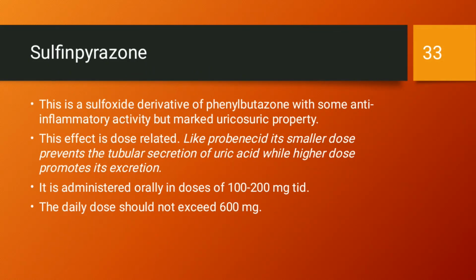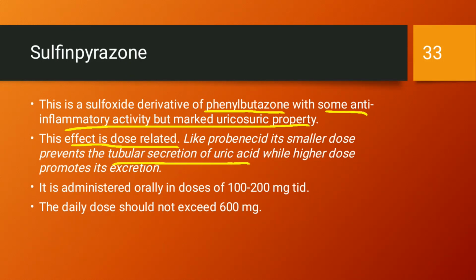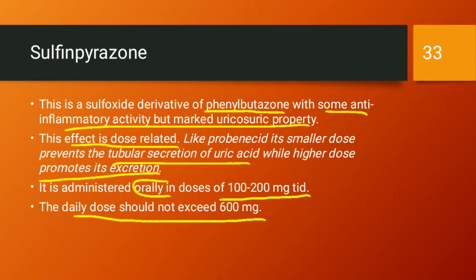Okay, so the next drug that we have is Sulfinpyrazone. This is a sulfoxide derivative of phenylbutazone with some anti-inflammatory activity but marked uricosuric property. This effect is dose related. Like Probenecid, in a smaller dose it prevents tubular secretion of uric acid, while in a higher dose it promotes its excretion. It is administered orally in a dose of 100 to 200 mg TID. The daily dose should not exceed 600 milligrams.